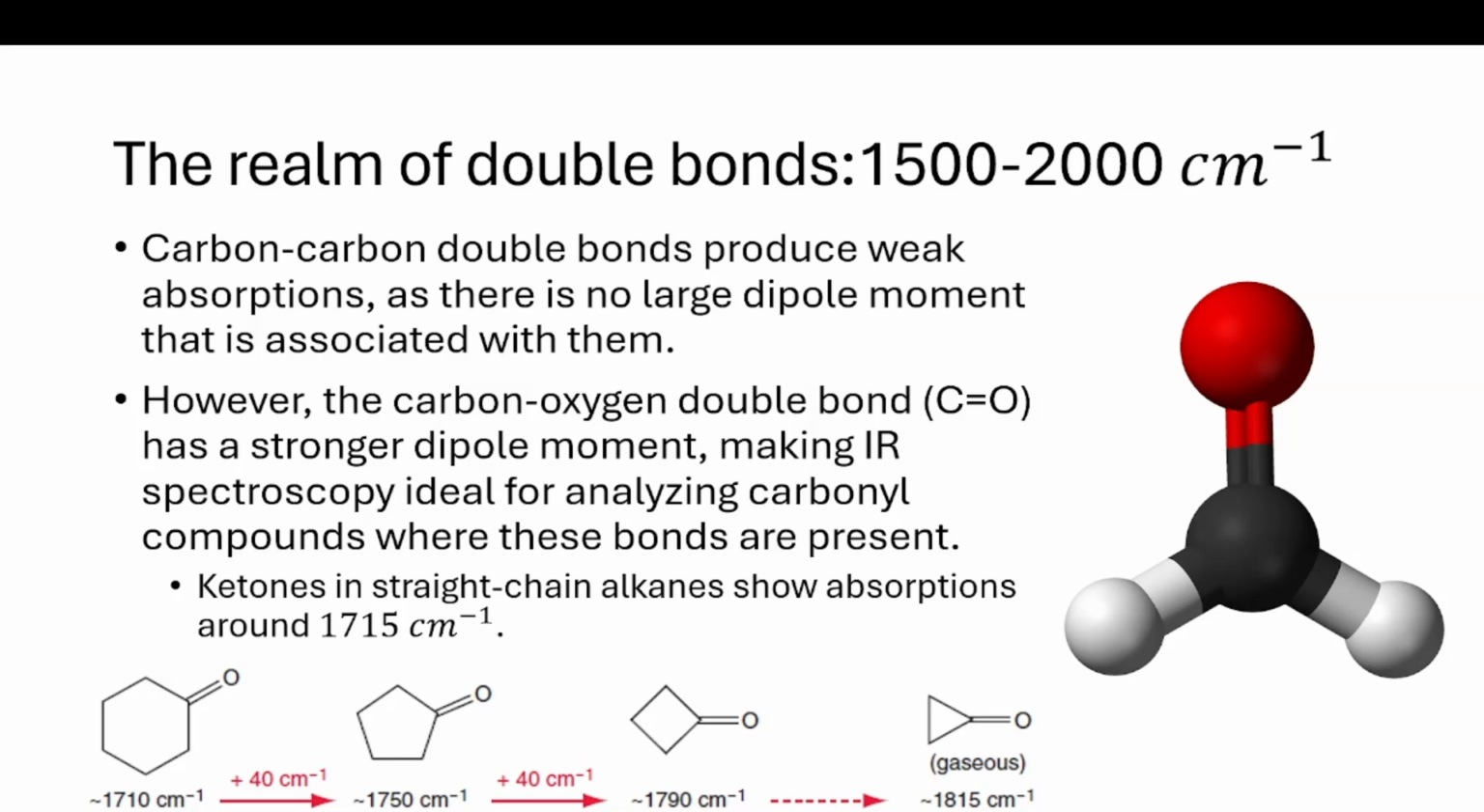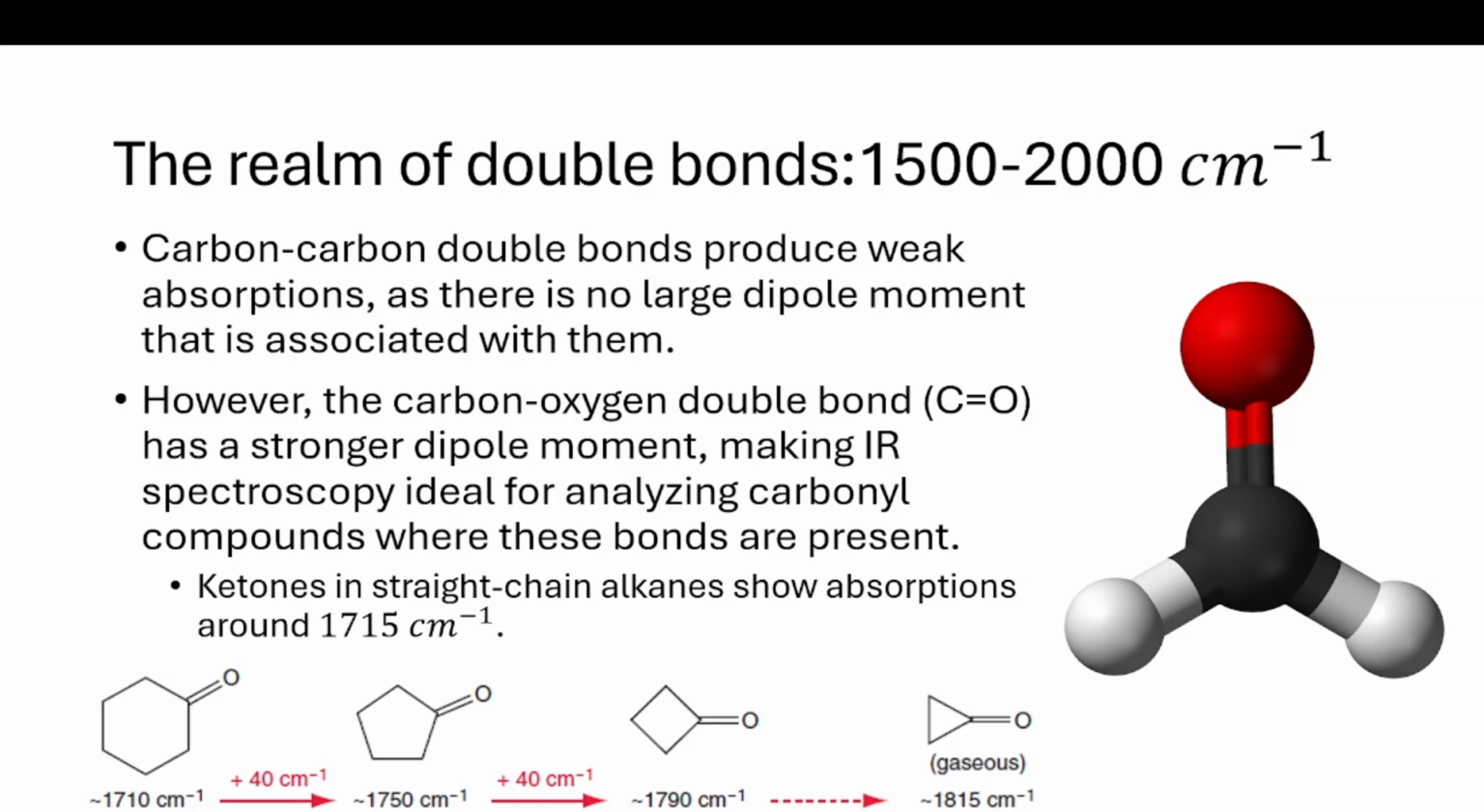Now, we're going to go on to double bonds. So, carbon-carbon double bonds you see in a molecule such as ethene produce weak absorptions, and that's because there is no large dipole moment associated with them. However, do you know what has a large dipole moment? That's going to be the carbon-oxygen double bond. And this makes IR spectroscopy really useful when it comes to analyzing carbonyl compounds.